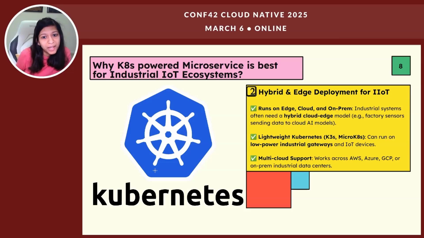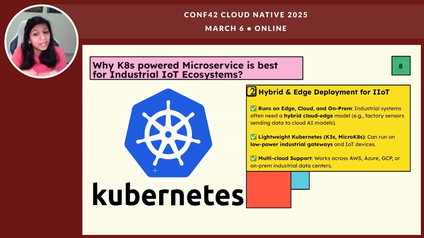The second reason is that for industrial IoT, you have a lot of devices running on the edge, in the cloud, as well as on-prem, and all these scenarios are supported by Kubernetes. Also, there are lightweight Kubernetes distributions like K3s and MicroK8s. They can run on very low-power industrial gateways, because you need some gateways very close to the industry.